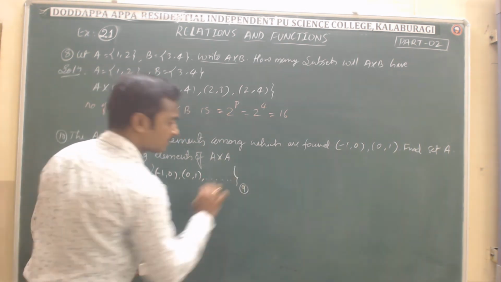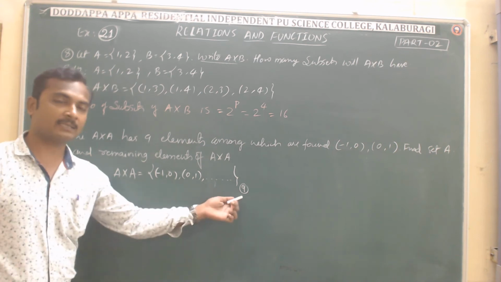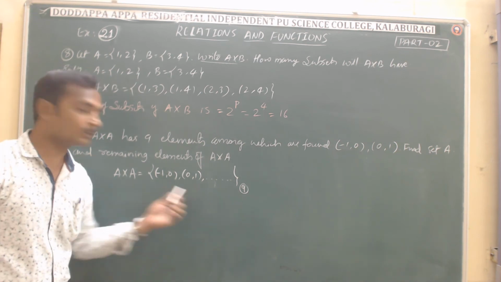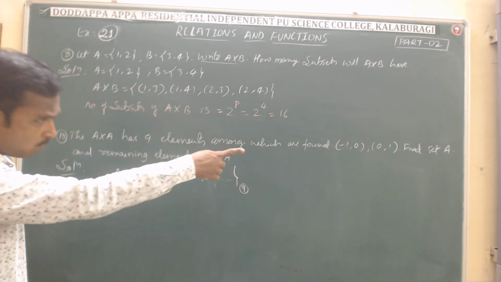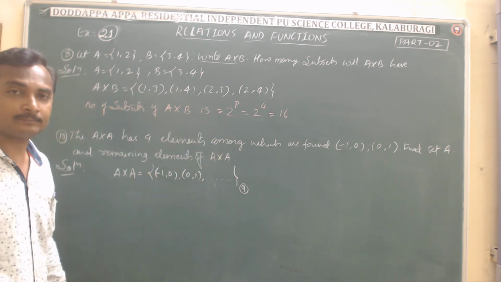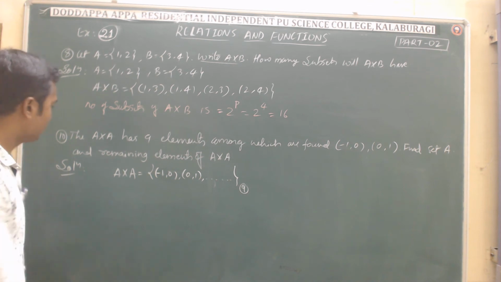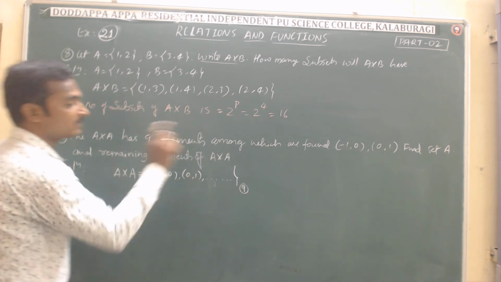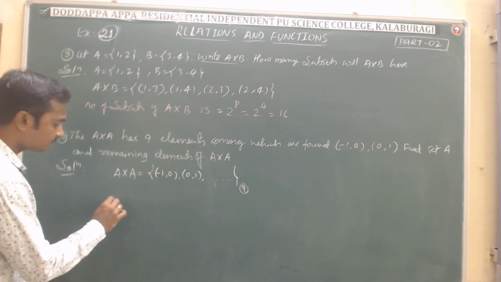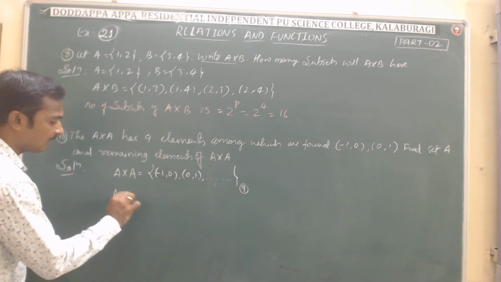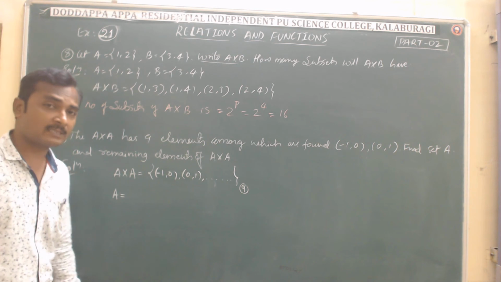I can write in this manner. There are total 9 elements. Out of 9, only 2 have been given to us, and we are asked to find the set A. The next part is the remaining elements of the set A cross A also. So let us find what is the set A. Can you help me how to find the elements of the set A here?